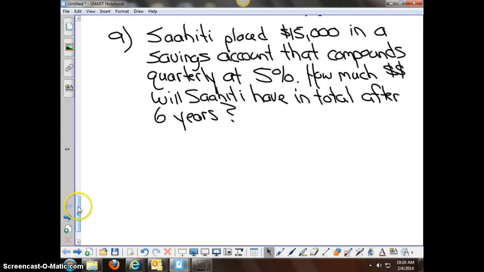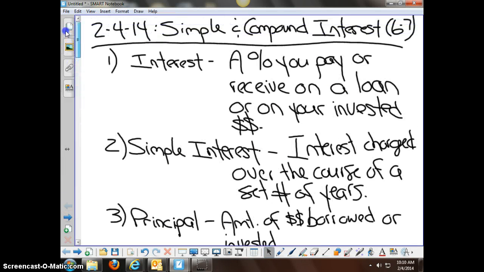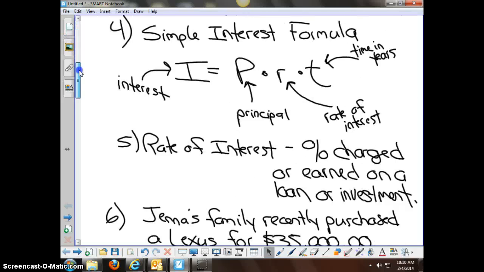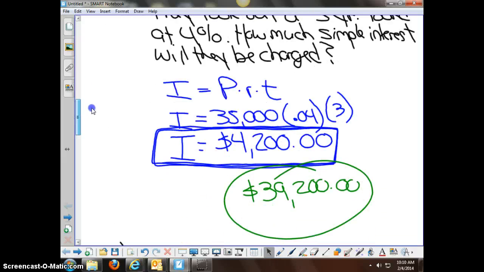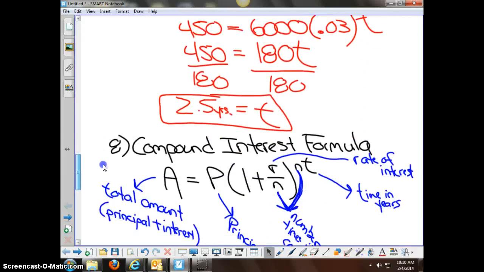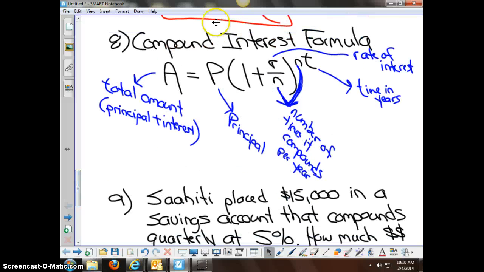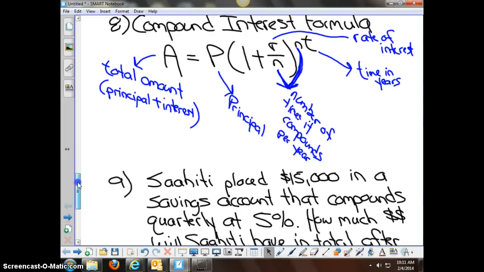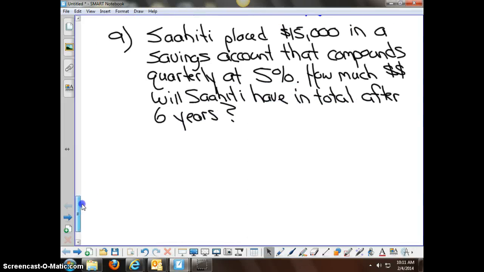Good morning again. We are on our second video of the day. We're still working with simple and compound interest, but we're now on compound interest. We've done a couple of simple interest problems. We're now dealing with Saahit's compound interest problem. Here's the formula that is placed in your notes for compound interest. Here is the problem that you are currently working on.